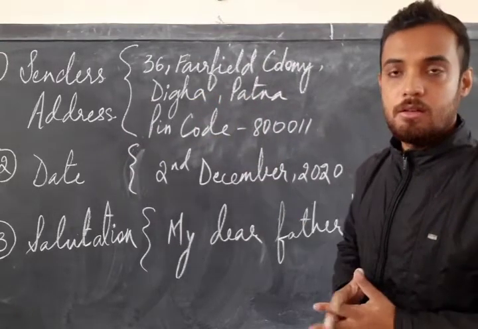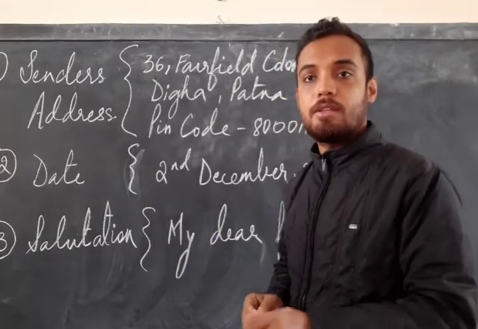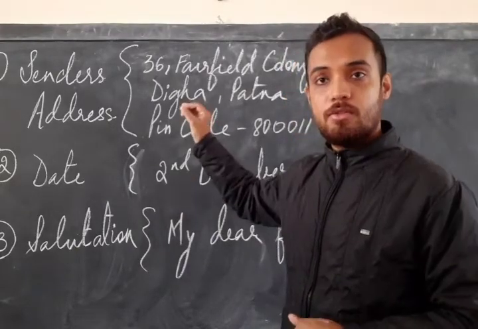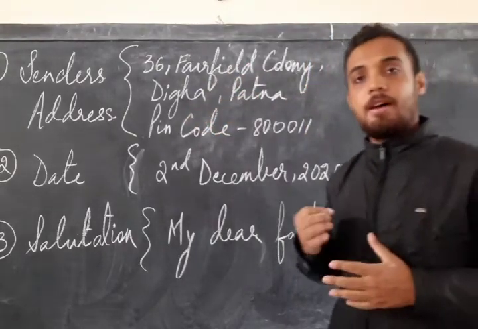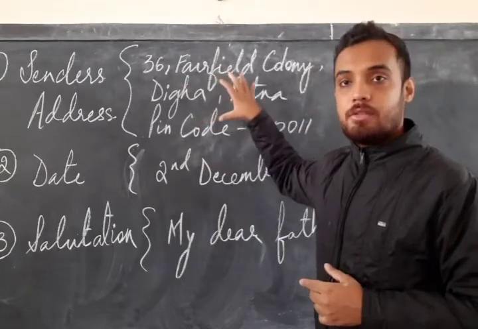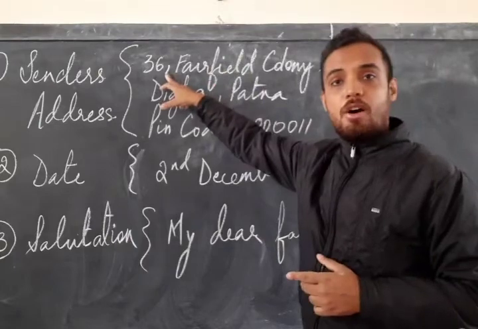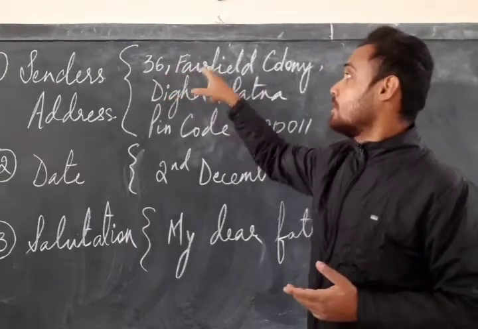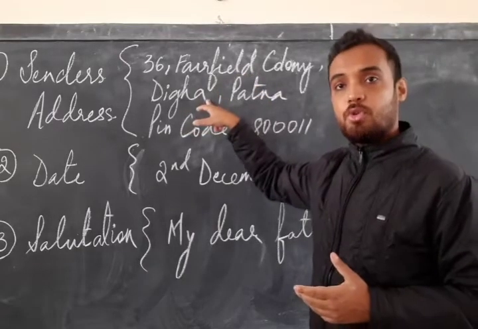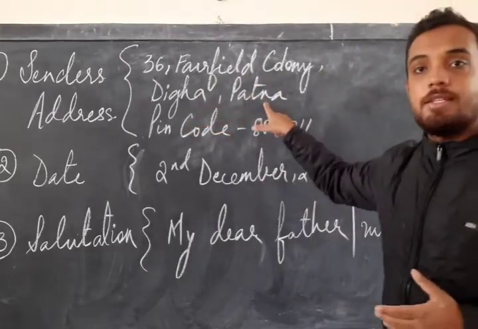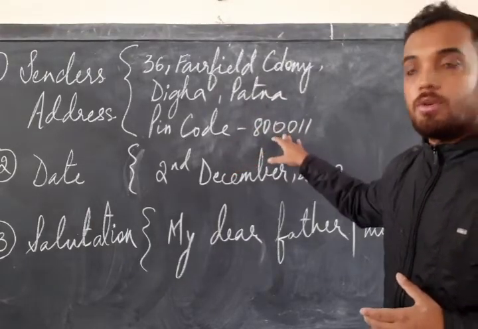Who is the sender? The sender is the person who is writing that letter. Letter writer's address. That is called the sender. Suppose I am writing the letter, I am the sender. I have to mention my address. Now my address will contain the house number if you have, then the colony, the area in which you are living, which post, and which district. And you have to end your address with the pin code.